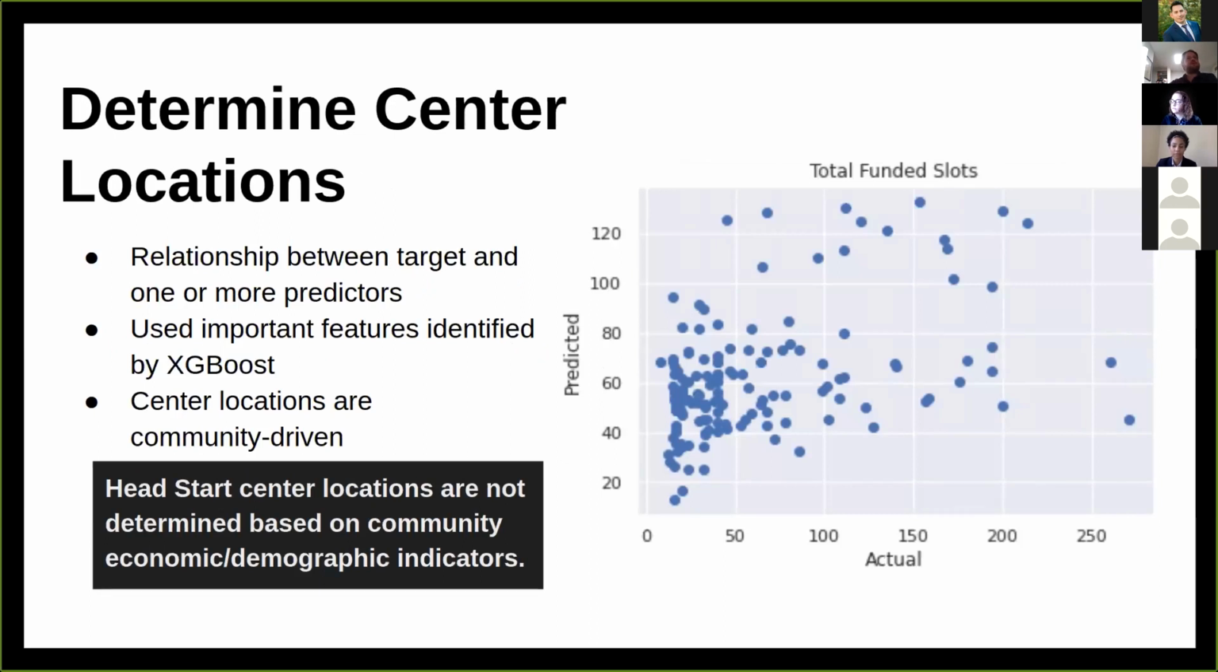Then we used an ordinary least squares regression. Linear regression explores the relationship between the target Head Start funded slots and the features of our data frame. There isn't a clear trend as we can see in the plot, where the actual values for the funded slots are seen on the x-axis and the predicted values are on the y-axis. A perfect trend would be seen along this diagonal line.